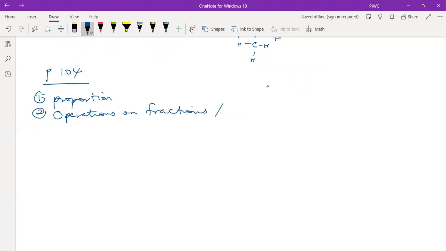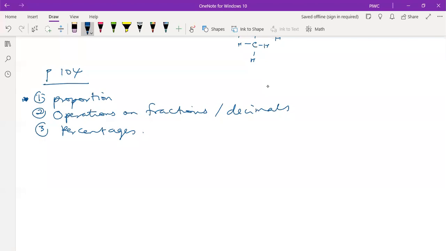Okay. And then also decimals too. But proportion will form a big chunk. If you know proportion, you can do a lot of things. So you can use a proportion for percentage problems. Percentages. You look at that aspect as well.